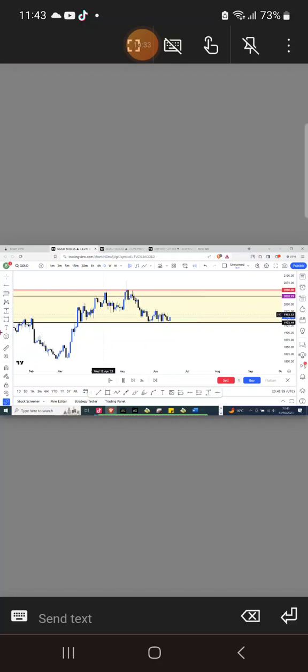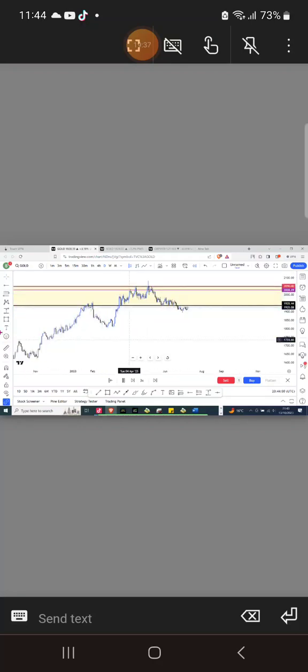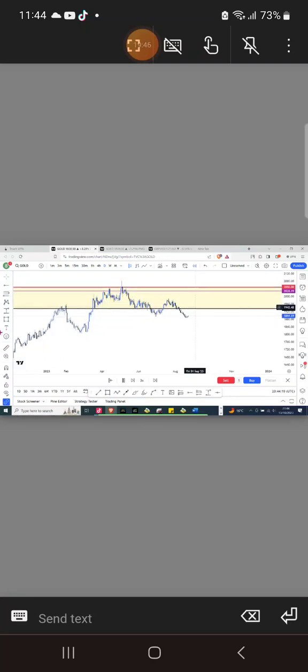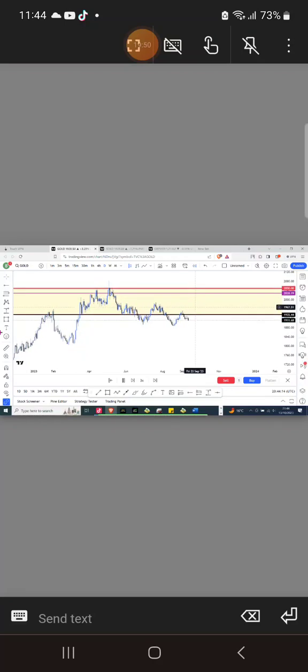And that was it. See? The price just kept going down, down, down, down. Just play around that area. So the key thing is to understand how this support and resistance works, and how do I identify them? And how do I use them to my advantage?